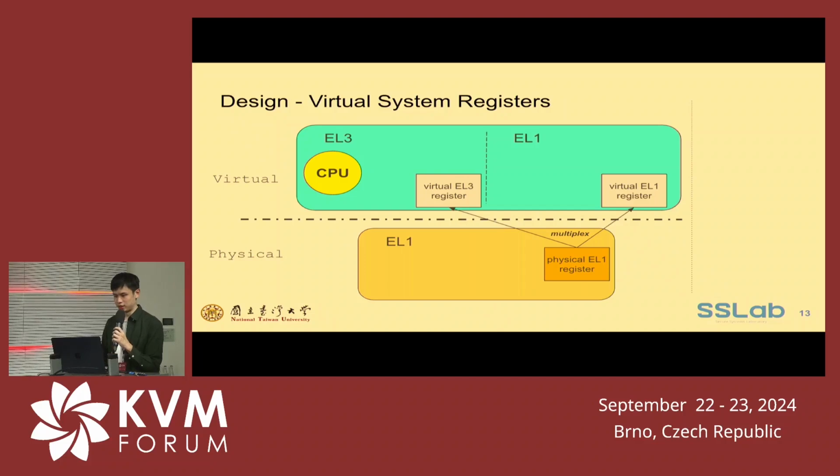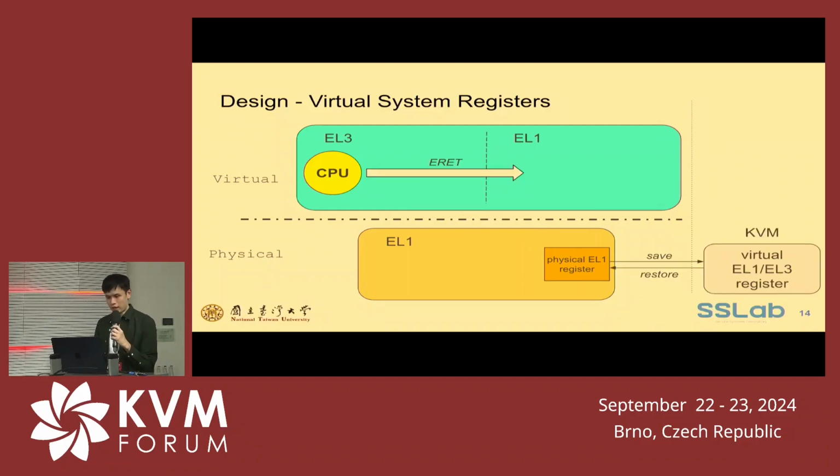And here's a simple graph which shows the key concept of our virtual system registers design. As you can see, we multiplex virtual EL3 and virtual EL1 system registers onto physical EL1 system registers, which means we create a virtual EL3 and a virtual EL1 environment based on physical EL1. And we maintain virtual system register data at KVM, including EL1 and EL3 registers.